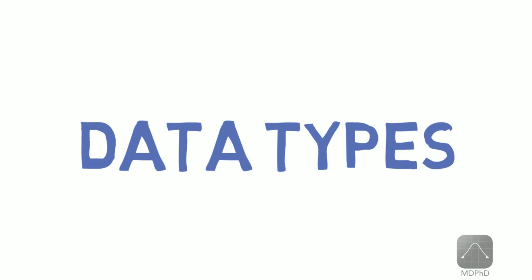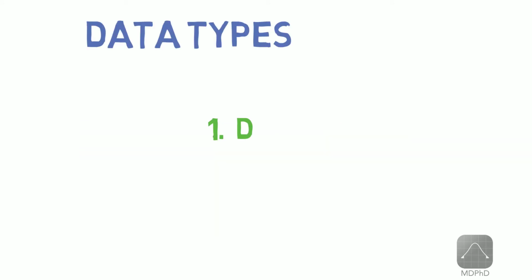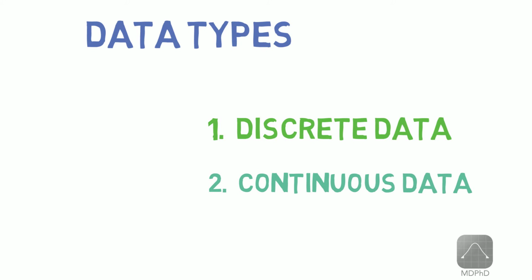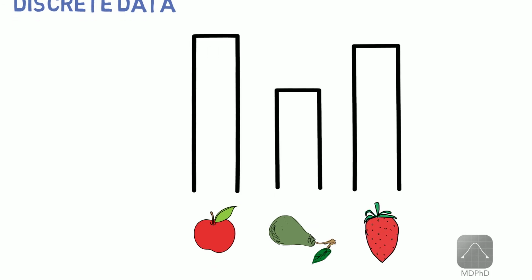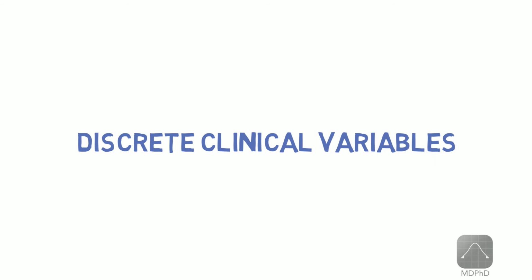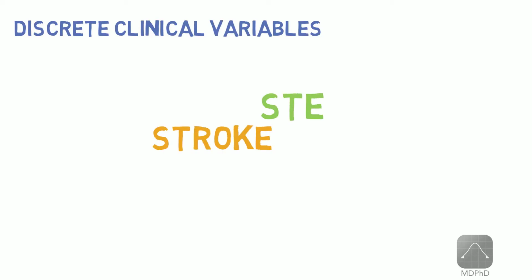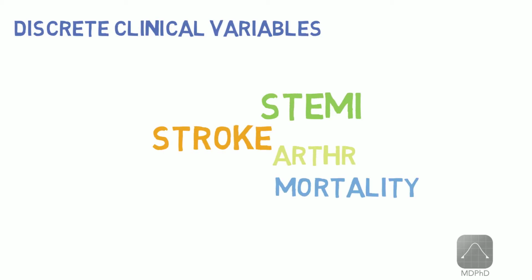Data types. Variables can either be discrete or continuous. For example, a type of fruit is a discrete variable. Often, discrete variables are either true or false. Here are some examples of discrete clinical variables.